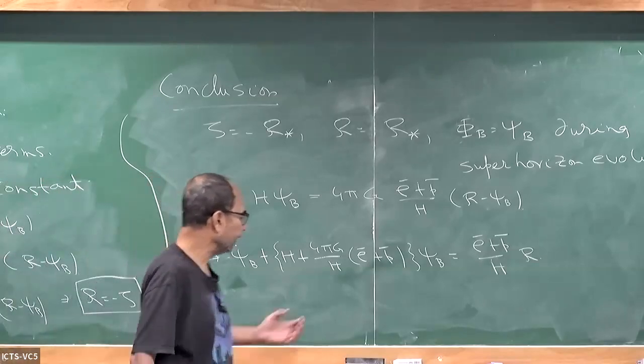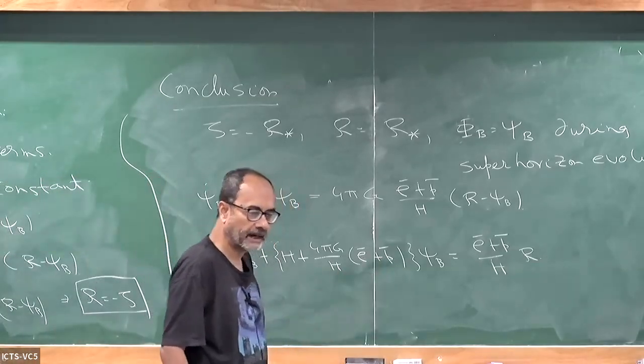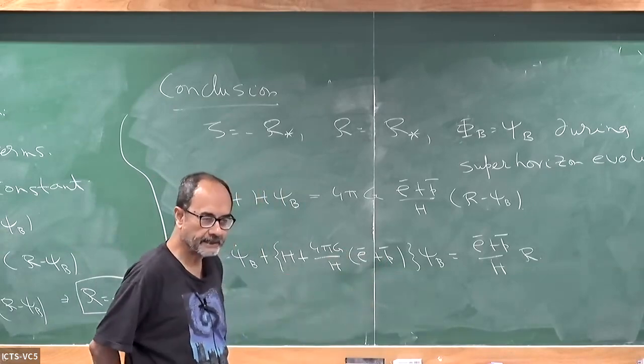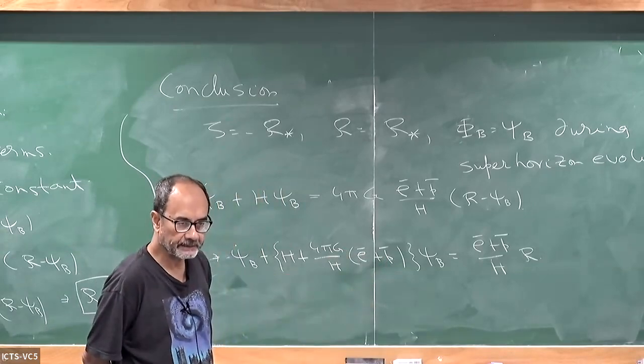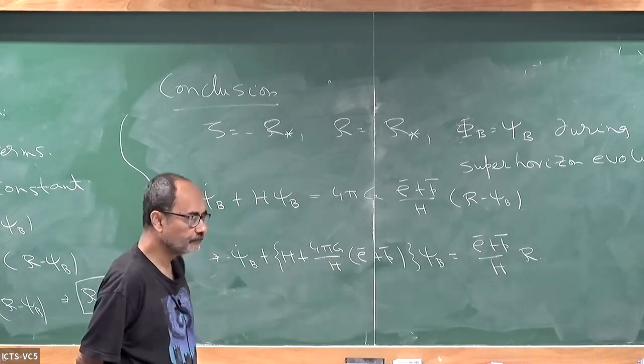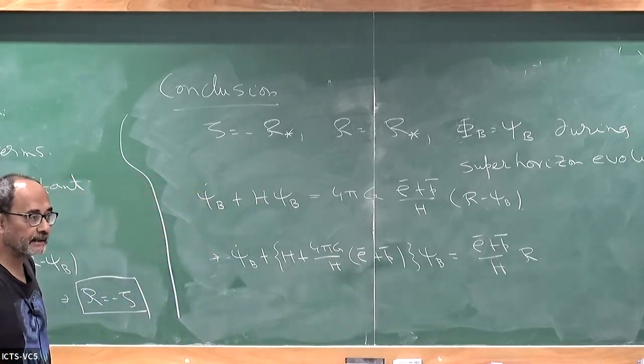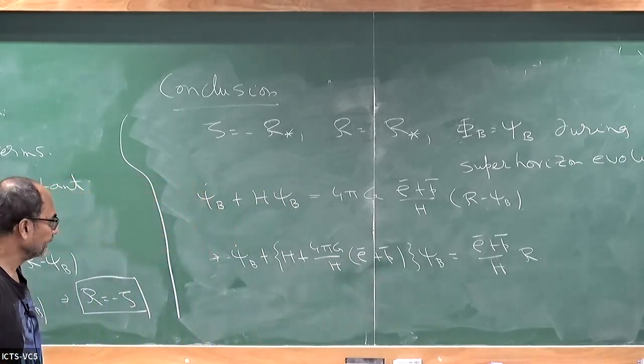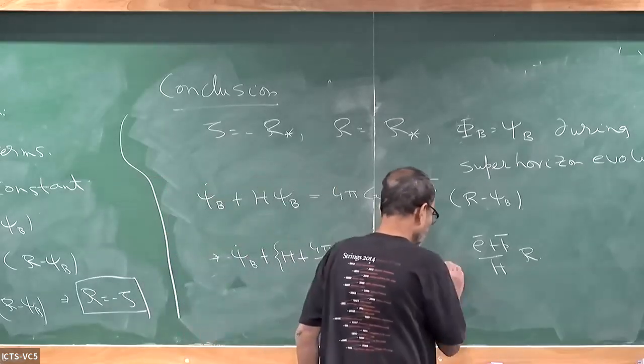Now, in any given era, we can find out what rho bar and the time dependence of rho bar and p bar is, and just solve it. We'll do that after. Shouldn't there be a 4 pi g on the right hand side? Thank you.